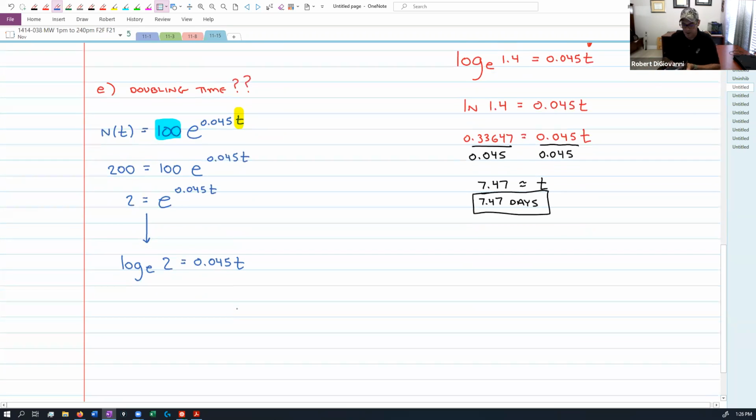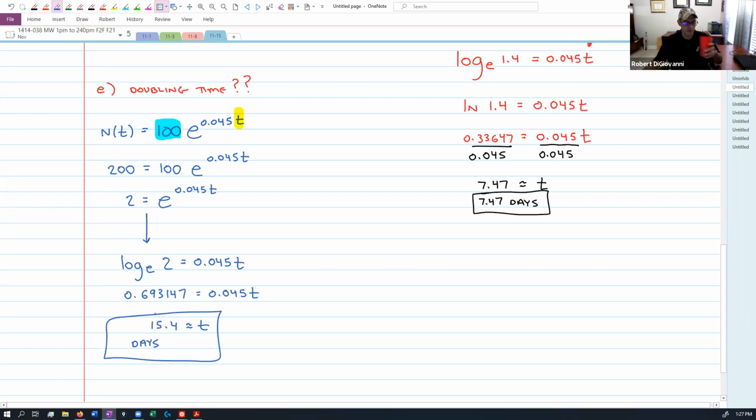Take on the left side the natural log of 2. And then divide both sides by 0.045. And you should get approximately 15.4 days. It'll take 15.4 days to double.